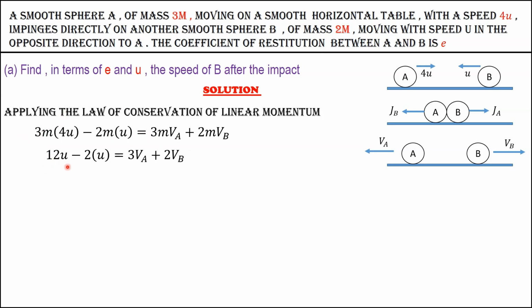to have 12u minus 2u equals 3VA plus 2VB. Now further simplifying again, we get 10u equals 3VA plus 2VB. Let's call this our equation 1.